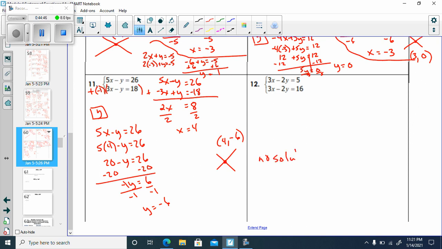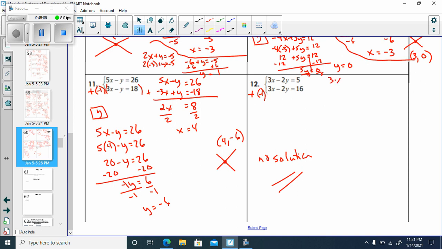If there's no solution, you're talking about parallel lines. If you're not sure about this, guys, realize that there's no x equal to and there's no y equal to. I'd need to use elimination. I don't have a way to get rid of the 3x or the 2y because they're the same signs.